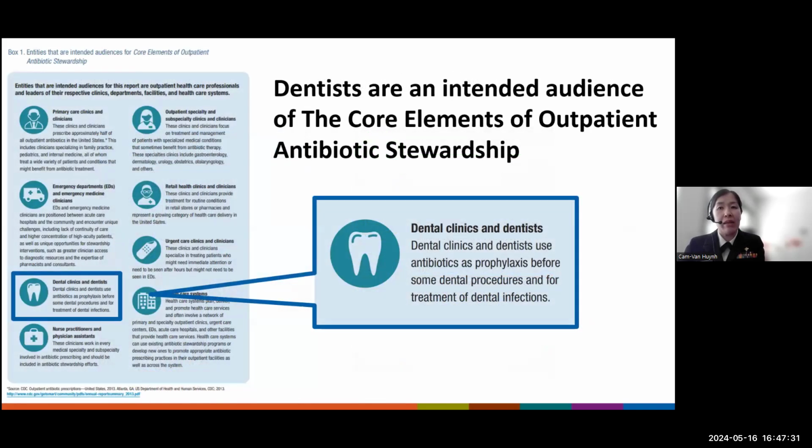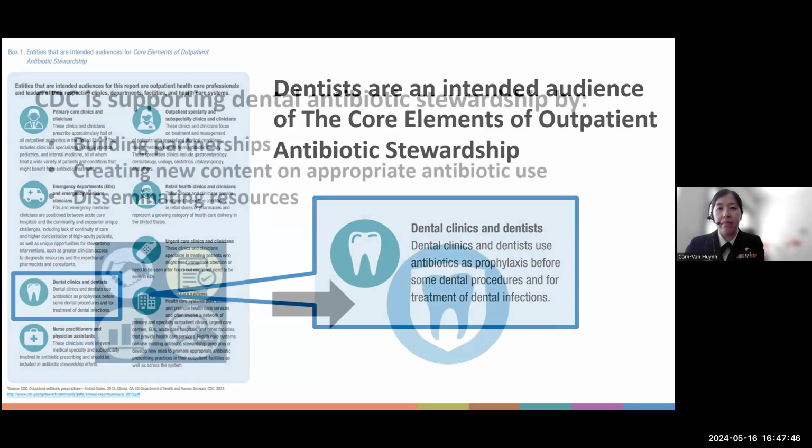Because dentists prescribe antibiotics as prophylaxis before some dental procedures and for treatment of dental infections, dentists and dental clinics are an intended audience of the core elements of outpatient antibiotic stewardship. This framework should be considered when implementing best practices in the dental setting.